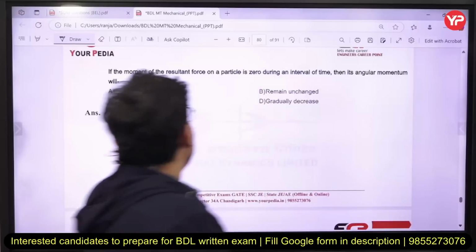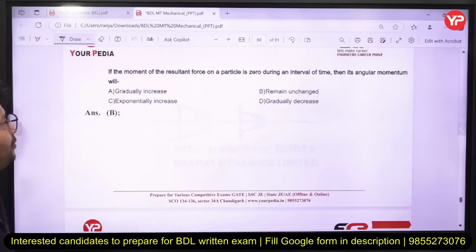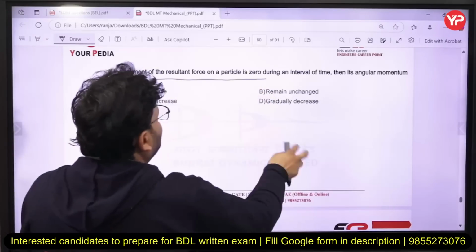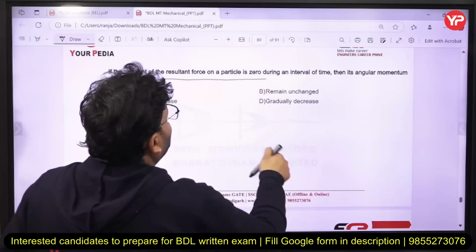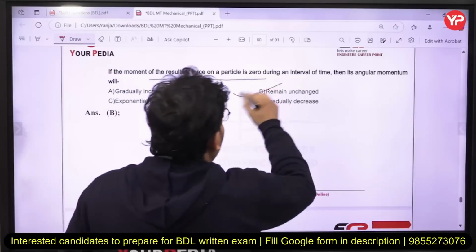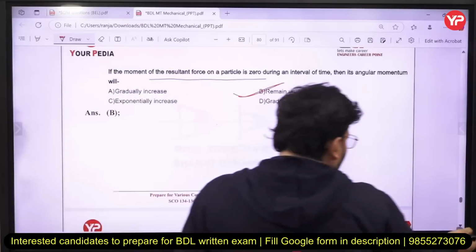That is the next question. If the moment of resultant force on a particle is zero during the interval of time, then its angular momentum will remain unchanged. You know, if the moment of resultant force of a particle is zero during the interval of time, then it will remain constant. It is not going to change.